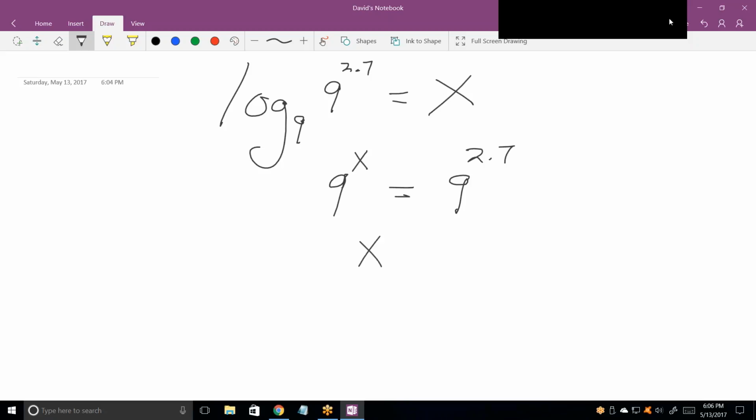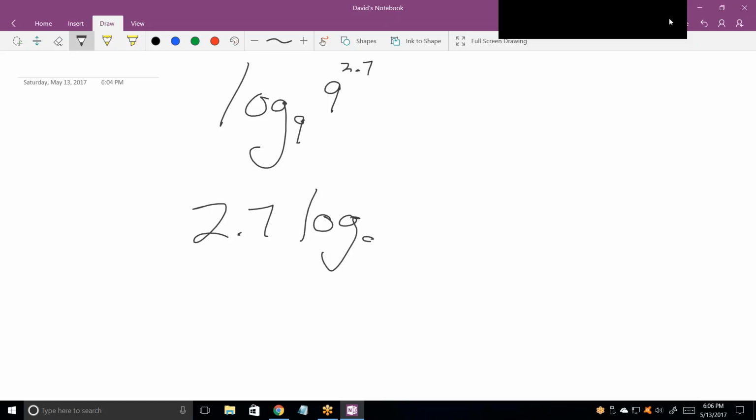Yep. So that's not a bad way to do it. That was a pretty quick way to solve it. But there's something else that's worth noticing here. Remember I said the most powerful rule of logs is where you can take the exponent and put it in front? So this expression really is 2.7 times the log base 9 of 9. And what is that always equal to when the base is the same as the argument? It's equal to 1. This is always 1. The log of 1 is always 0. But this is equal to 1, which means our answer is 2.7.